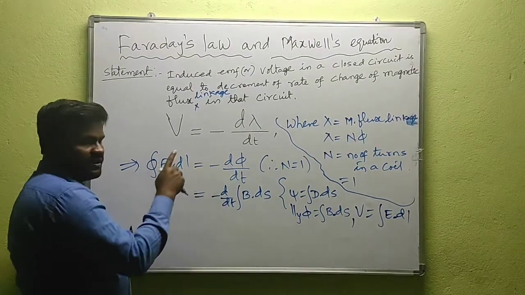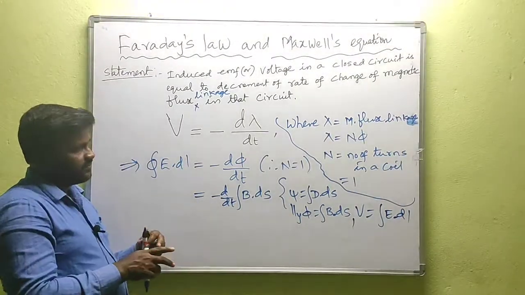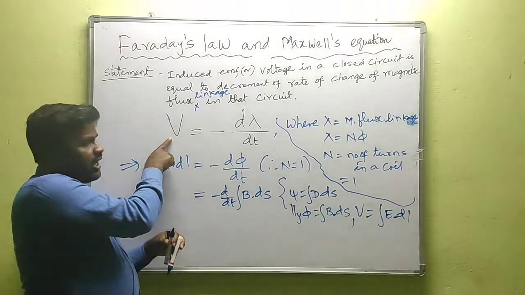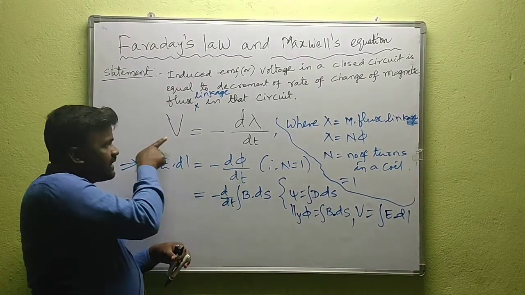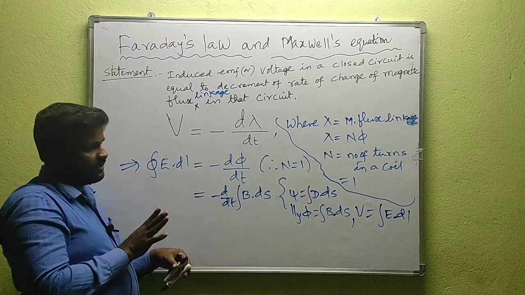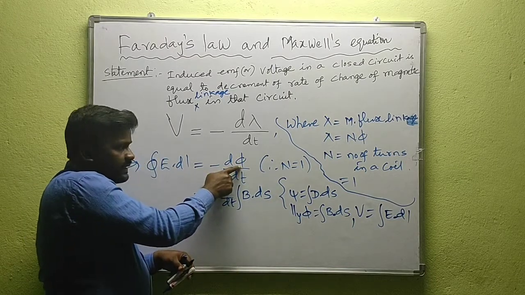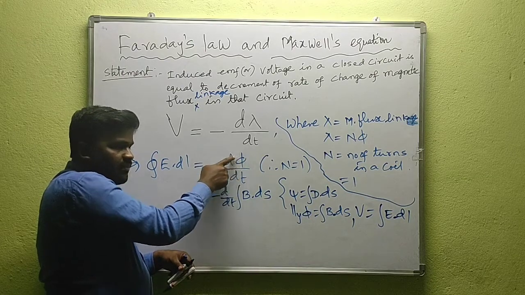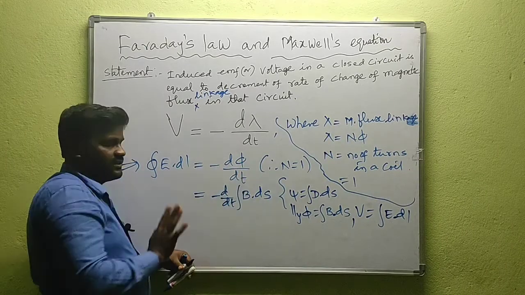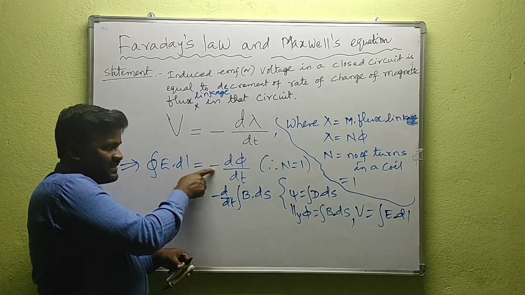Of course, this negative sign is due to Lenz's law. Lenz's law states that this produced or induced EMF always opposes this flux. Basically this induced EMF is due to the change in the flux with respect to time. This induced EMF always opposes this magnetic flux generation. So that's why we need to indicate this negative sign.